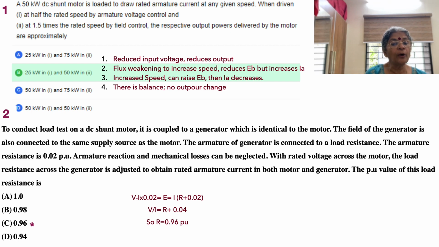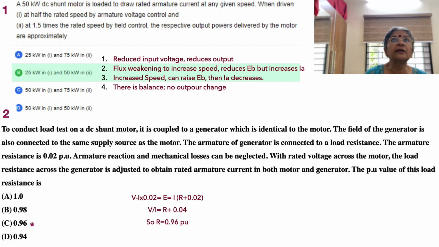For the first situation, it says that half the power load is delivered. True. Why? Because we realize that only the input is halved. If the input is halved by reducing the input voltage, no doubt the output will also be halved, so approximately 25. So A and B should be right, one of them will be right, and C and D are rejected. Now let's look at the next portion.